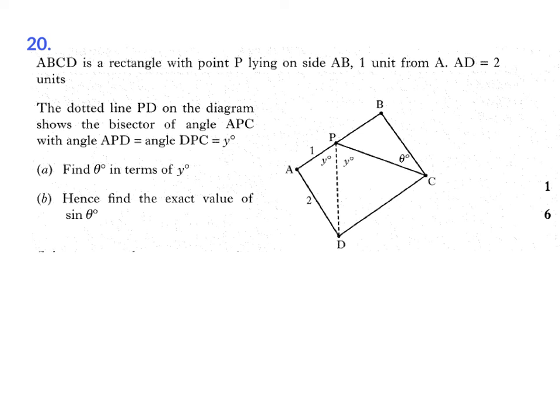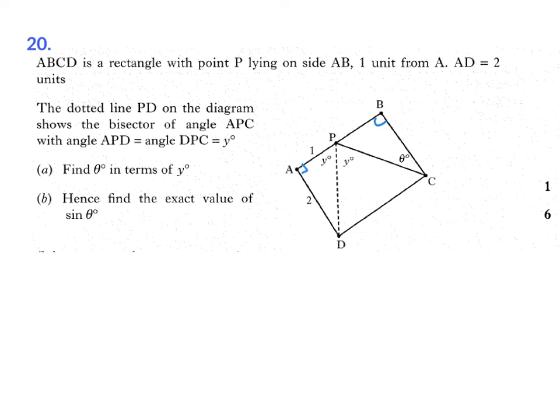So those two angles are the exact same. And it tells us that angle APD is the same as angle DPC. So they've marked it on, they've showed us the two y's. We have to find theta in terms of y. Now, theta over here. Right, we have to think back to first year maths. How would we get this angle? First of all, we know this is a rectangle, so we know we've got right angles there.